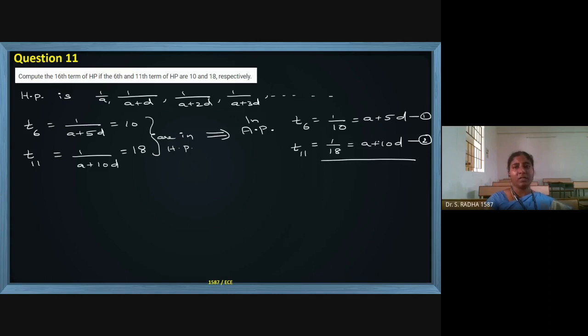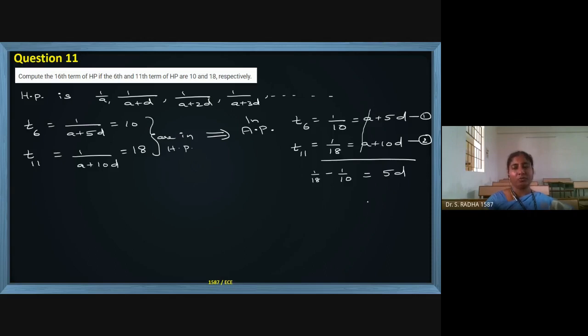This a and a will get cancelled. 10d minus 5d will become 5d, and on the left side it will be 1 by 18 minus 1 by 10. Whether it is going negative: second minus first, because the second is the higher value, they have given it like that. Based on the values, if you operate, let us see. There is no condition that a should not be negative or d should not be negative.